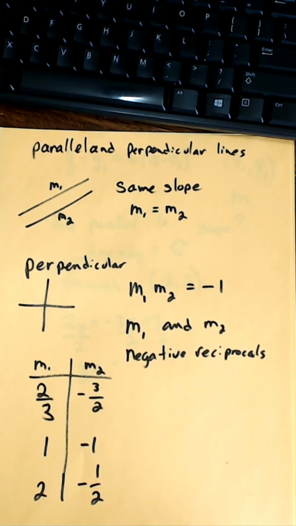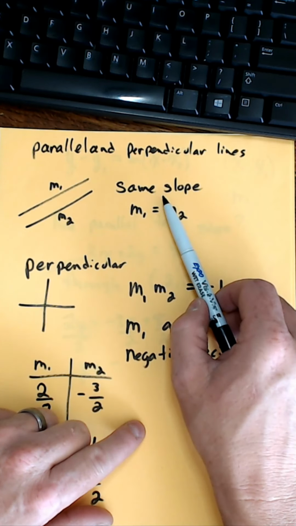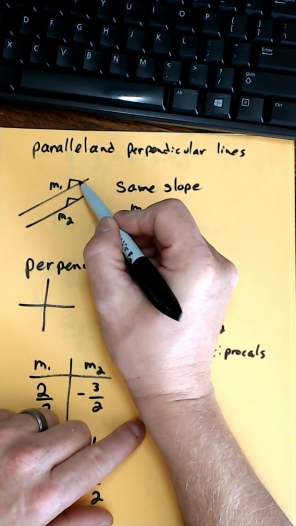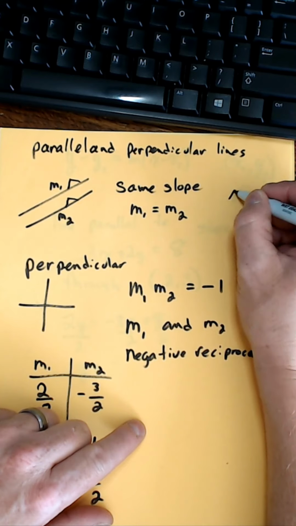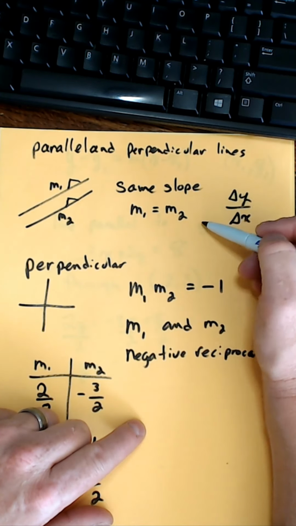Hi, in this video we're going to look at parallel and perpendicular lines. Two lines that are parallel on the Cartesian coordinate plane have the same slope, and the reason is because they have the same rise over run ratio. So their change in y is the same as their change in x for both slopes.